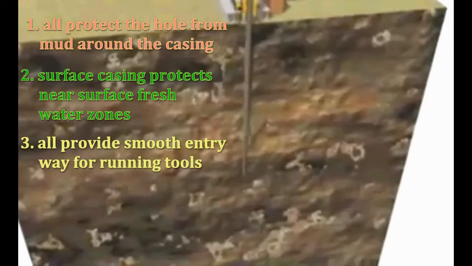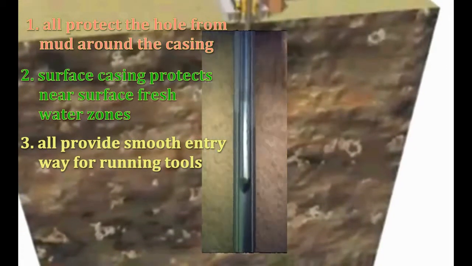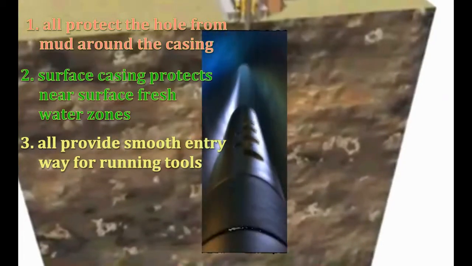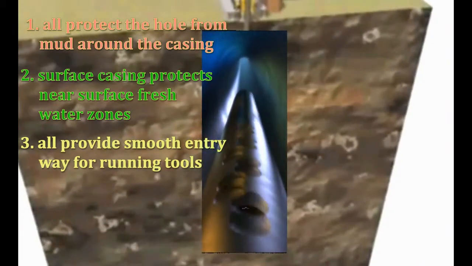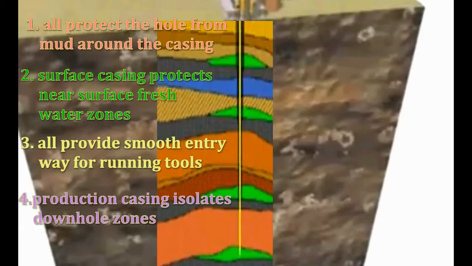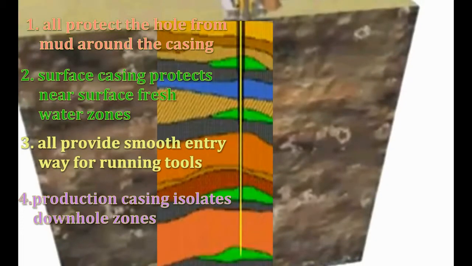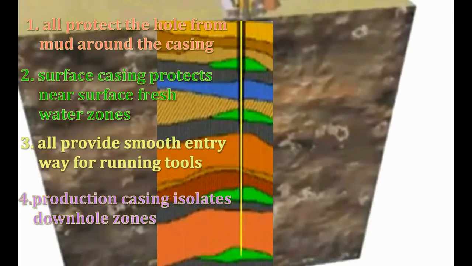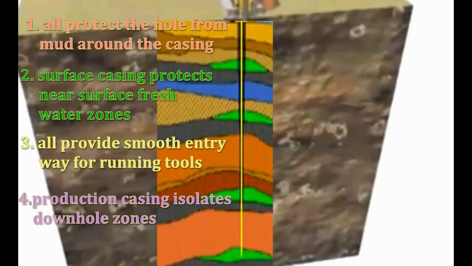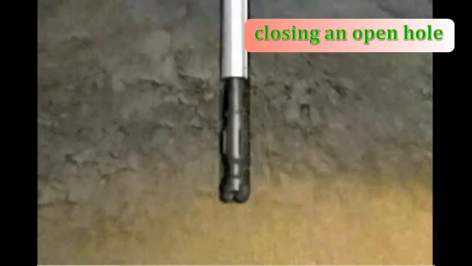Third, all three types of casing, the surface, the intermediate, and the production casing, provide a smooth entryway and path for running tools in and out of the hole. Finally, in production casing, its surrounding cement sheath isolates downhole zones so that the different zones can more easily be produced separately. Now, let's examine the standard procedures involved for closing an open hole.